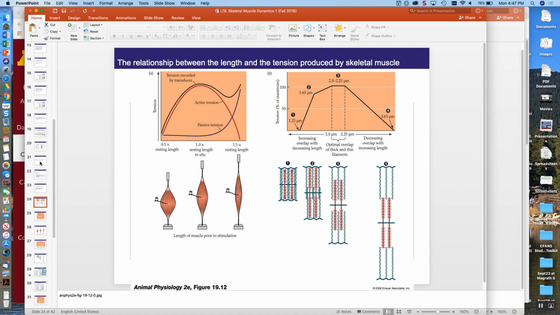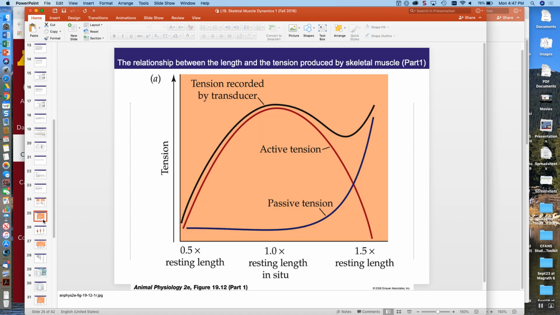Length tension. This relationship talks about how you can vary the length of the muscle prior to stimulation. This is also known as preload. Talked about that today too in that review. So, anytime that you set the length of the muscle before stimulation, that's called preload. And it has everything to do with the length-tension relationship.